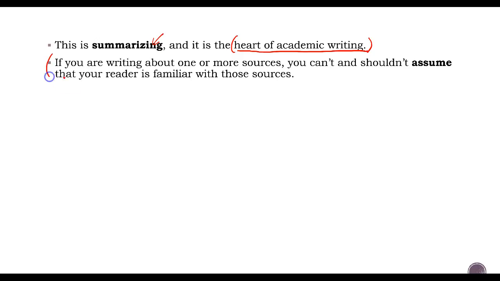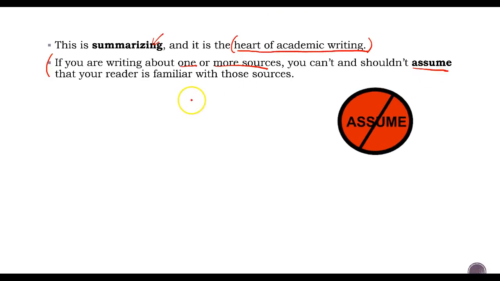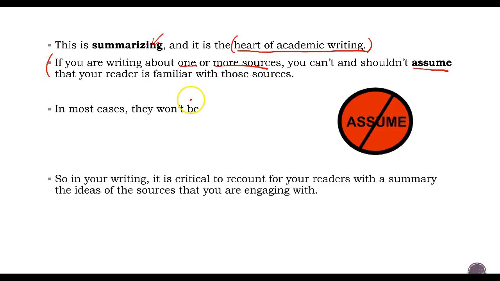If you're writing about one or more sources, you can't and shouldn't assume that your reader is familiar with those sources. It's pretty much a bad idea to assume anything in general, but it's especially a bad idea to assume that your reader is familiar with sources, since in most cases they won't be familiar with those sources, and they'll rely on you to tell them what the source is about.